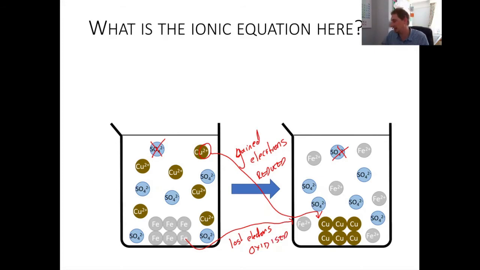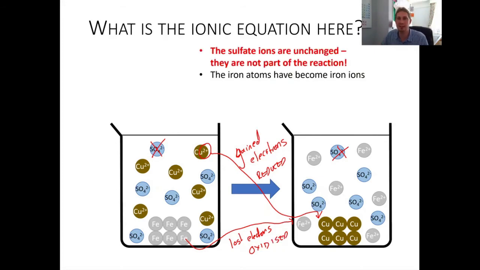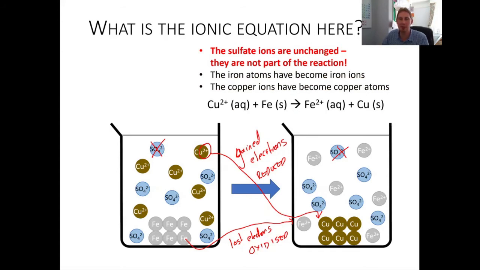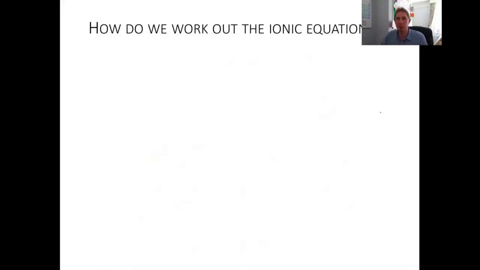So the reaction is clearly between those things. Iron atoms have become iron ions. Copper ions have become copper atoms. So copper ions and iron atoms have become iron ions and copper atoms. In other words, this shows us that the real reaction is copper and iron exchanging electrons.